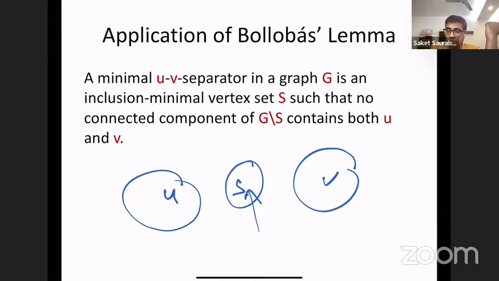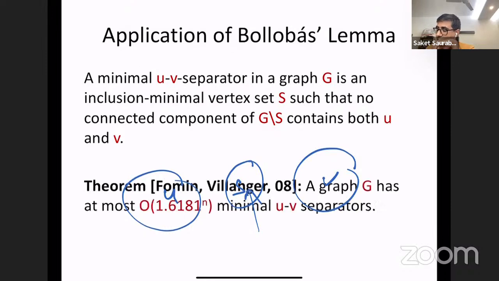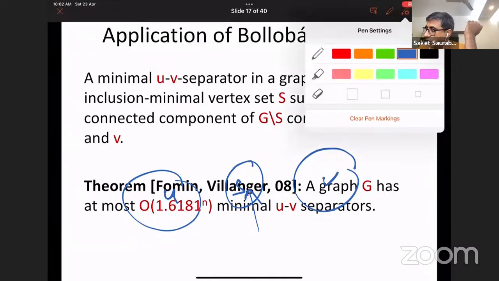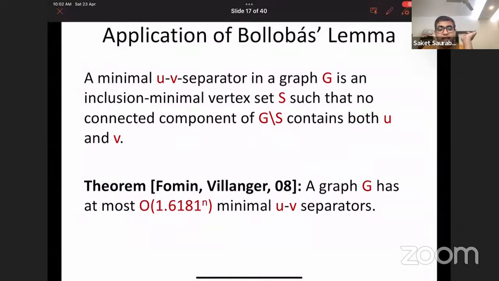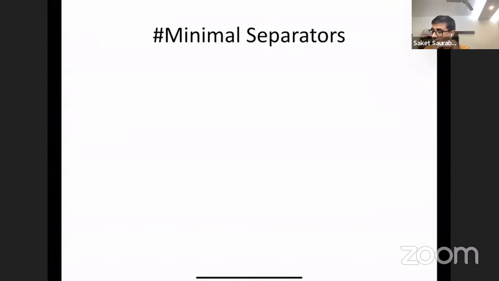Okay. Right. So basically, this is what is called a separator, something that separates U from V in my graph. And there's a nice result by Fomin and Villanger from 2008, which showed that any graph has at most this many minimal UV separators. And the proof goes as follows.